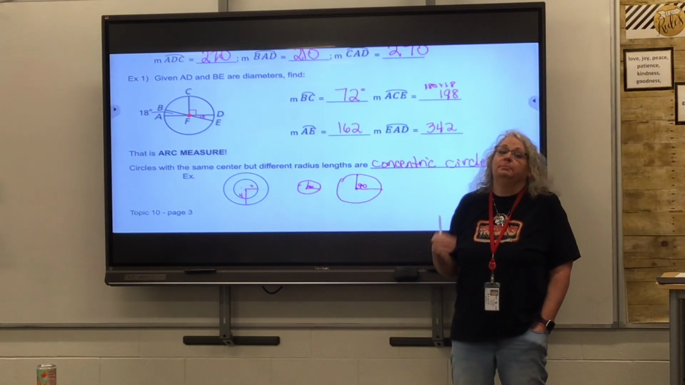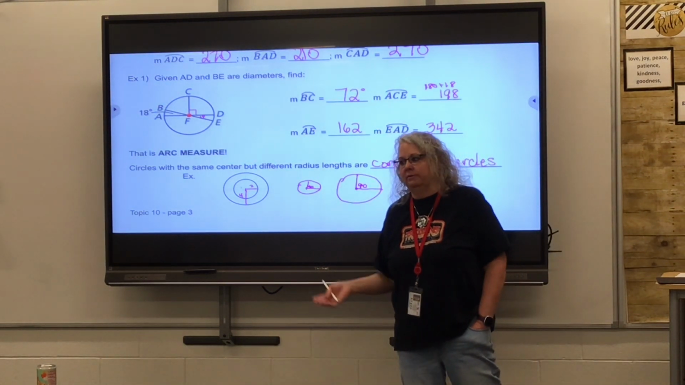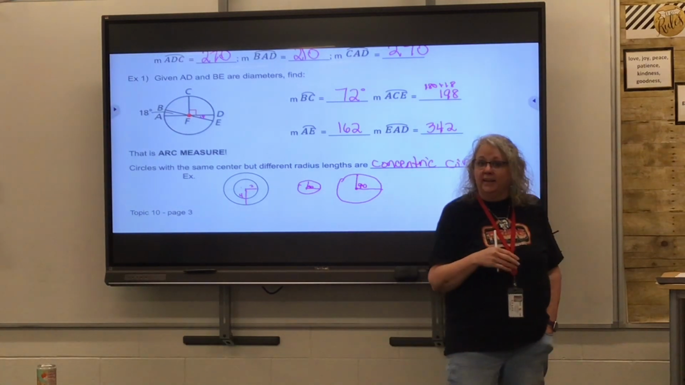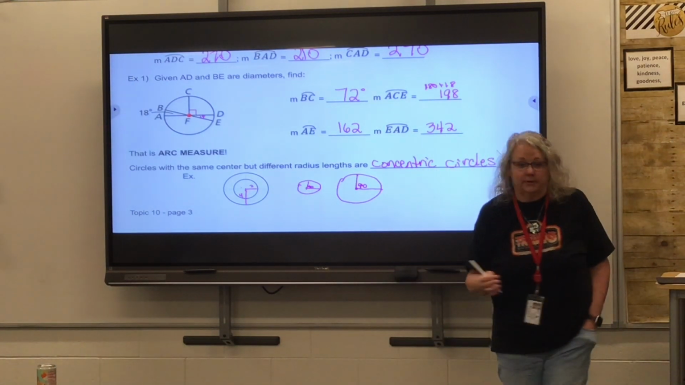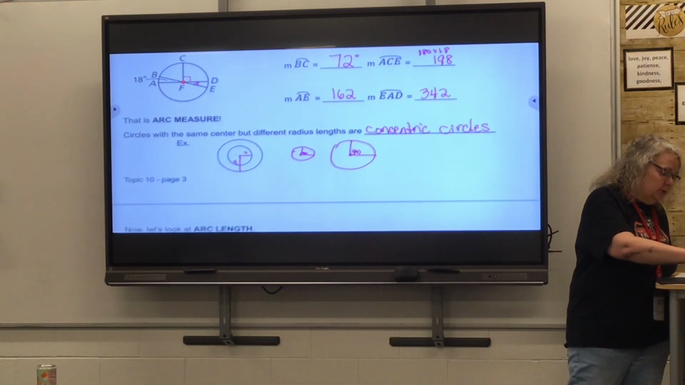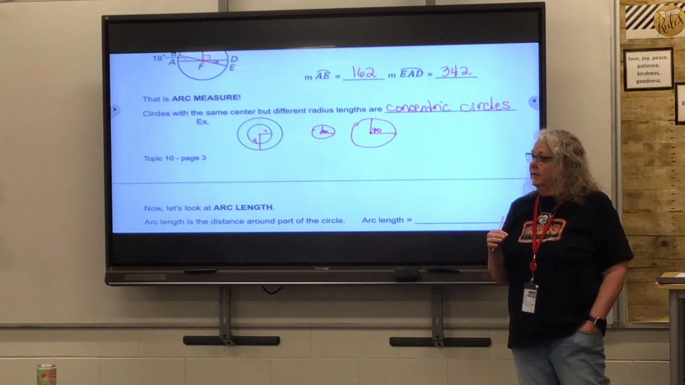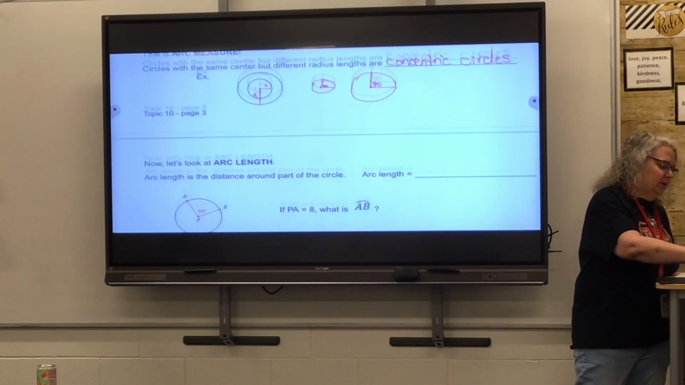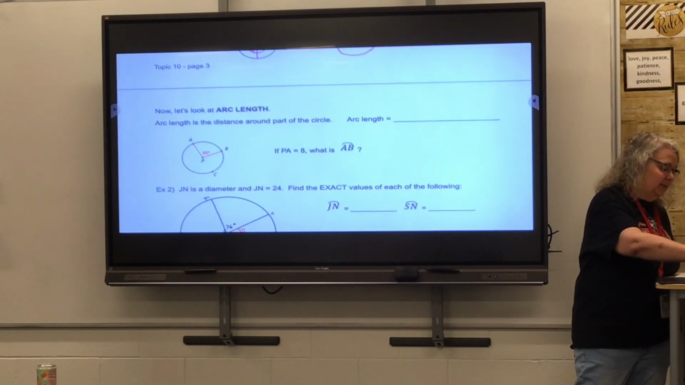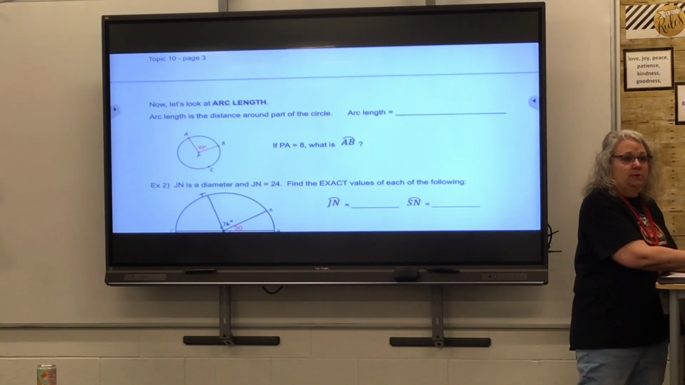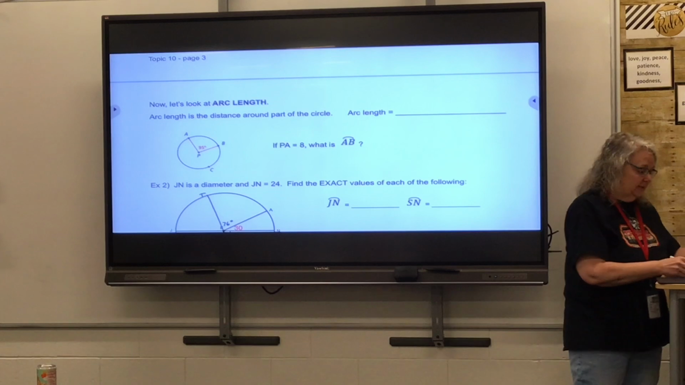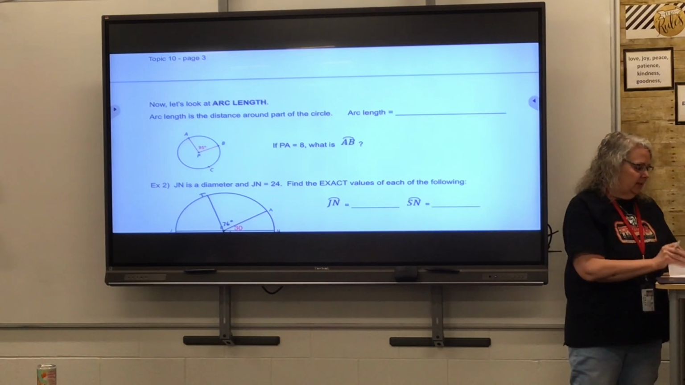Yes, their measures are the same. However, what we're going to look at today is that their lengths are not the same. So we use measure: the measure of the arc equals the measure of the angle. However, the lengths obviously would be different. So that's where we move to arc length.